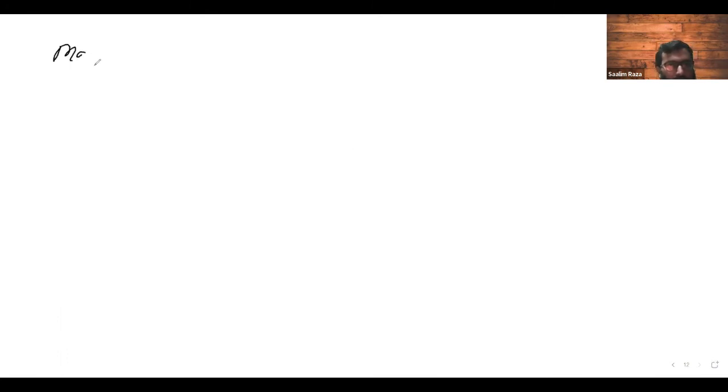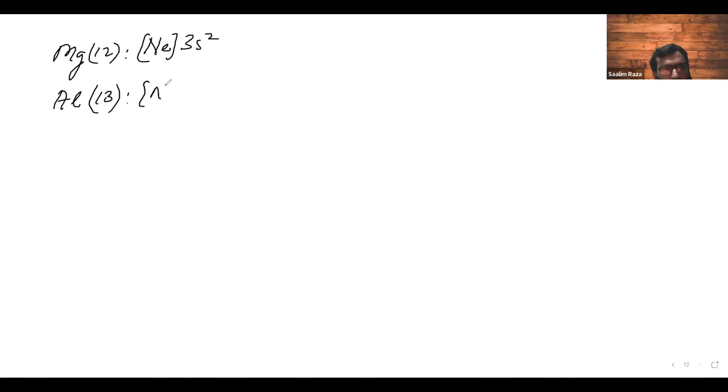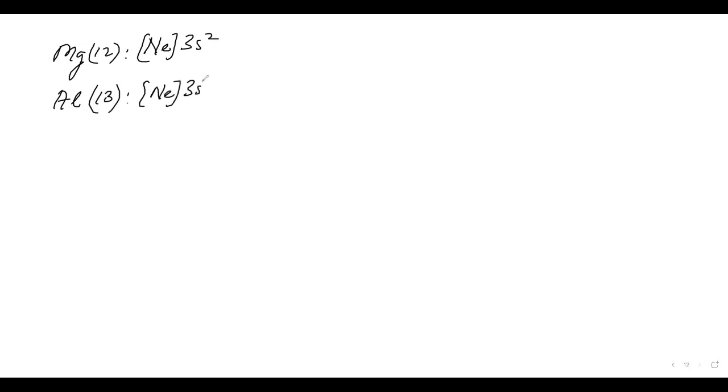So you tell me, Mg, what is the atomic number? That is 12. We will write this as neon 3s2. Now we will have aluminium. This will be 13. Neon 3s2 3p1.